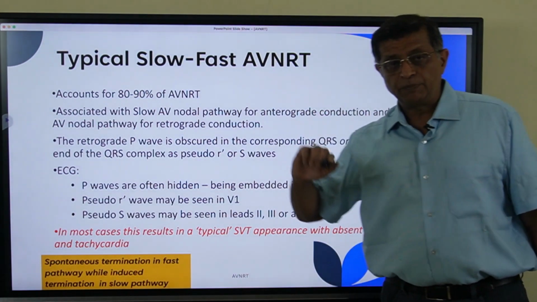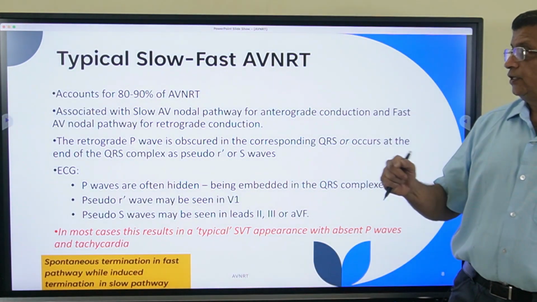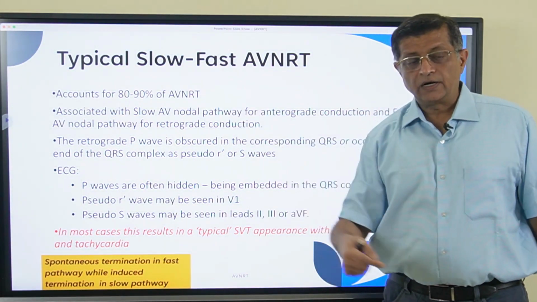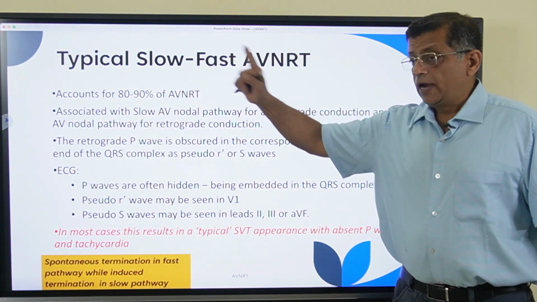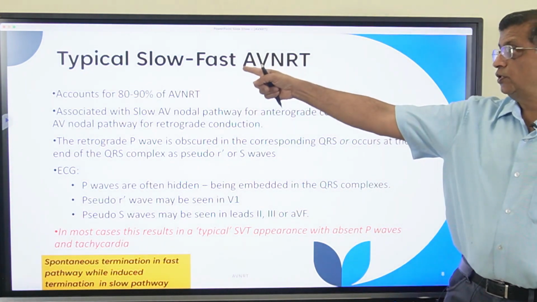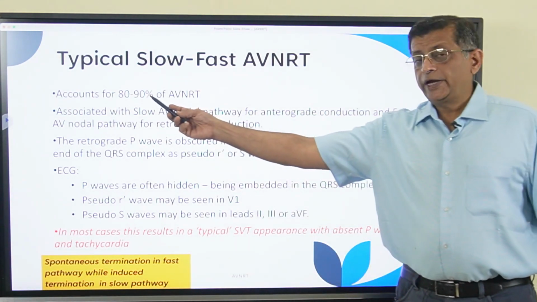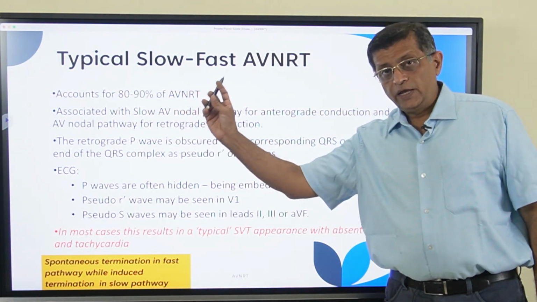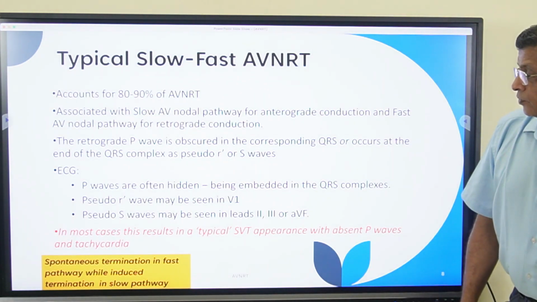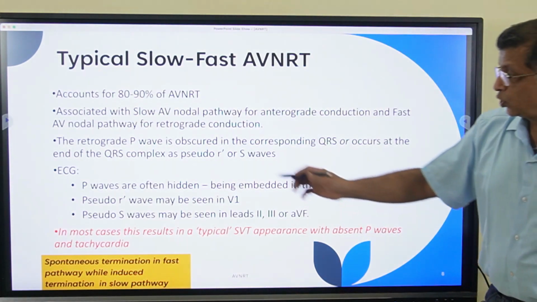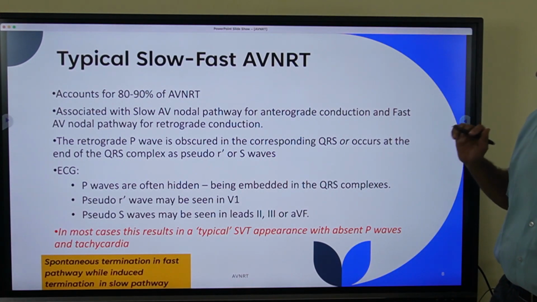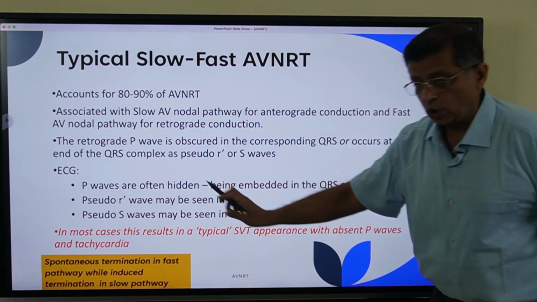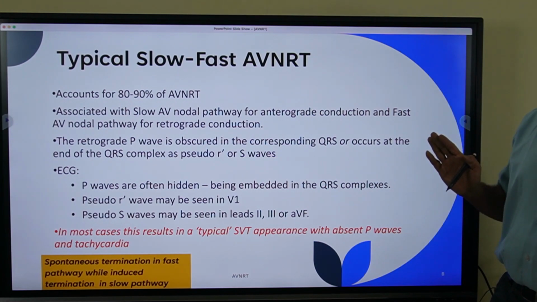Because we have defined typical as that AVNRT where the antegrade conduction of the impulse from the atria to the ventricles is through the slow pathway and the retrograde conduction is through the fast pathway. So this accounts for 80 to 90% of all AVNRTs. Here the retrograde P wave is obscured in the corresponding QRS, so you may not see P waves at all. That is the most common occurrence.